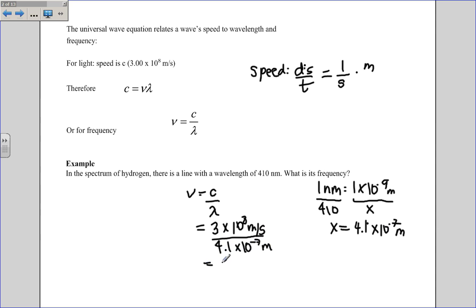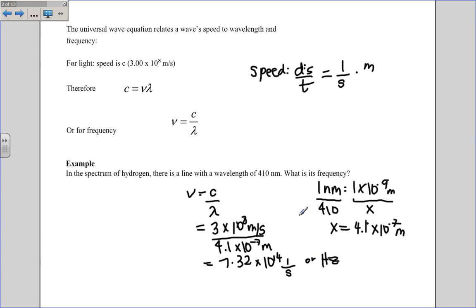So the frequency here is 7.32 times 10 to the 14. And the units are 1 over seconds, or we can also write hertz. It's just really important if you are using hertz that you do understand that it is the unit of 1 over seconds, or cycles per second.